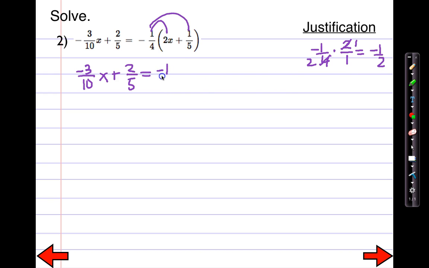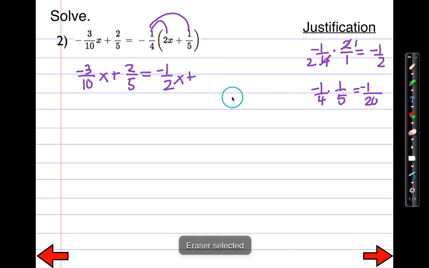So here we have negative 1/2 x plus, now I'm going to distribute a negative 1/4 with a positive 1/5. I can't cross reduce, but I can multiply straight across, leaving me with a negative 1/20th. So I'm going to go ahead and change this to just minus 1/20th.